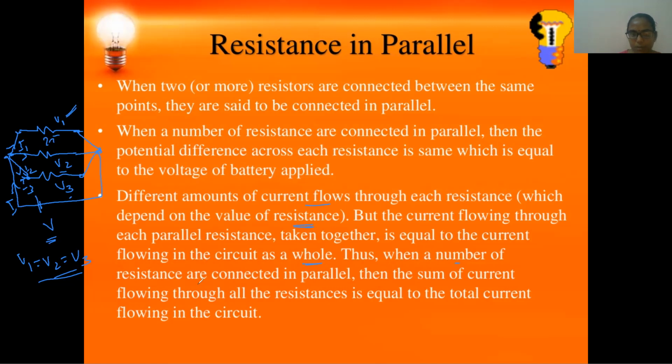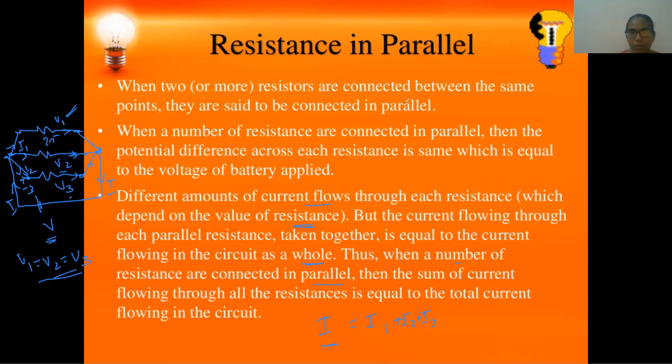Thus, when a number of resistors are connected in parallel, the sum of the currents flowing through all the resistors equals the total current. So total current will be equal to what? I1 plus I2 plus I3. Again, all will come and meet, and it will be equal to I only. So here and here we can represent I, and along the resistors we represent I1, I2, I3. The sum of all these currents will be equal to the total current in the circuit. This is about the parallel combination.